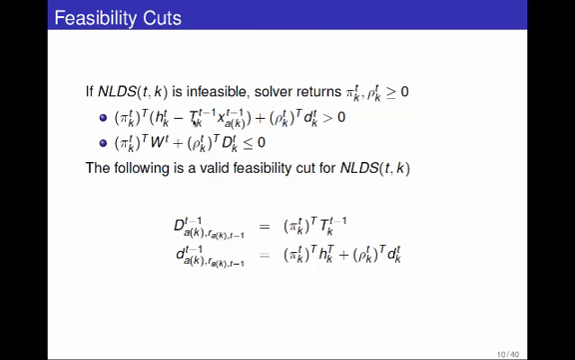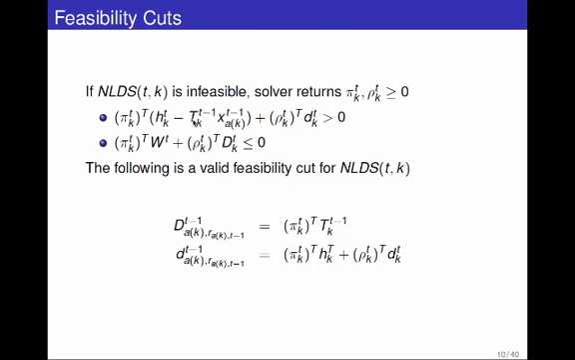Do you remember how we came to these relationships? How we arrived? Exactly. So we were looking for dual multipliers which would be certificates of unboundedness of the dual, which would mean certificates of infeasibility of the primal.